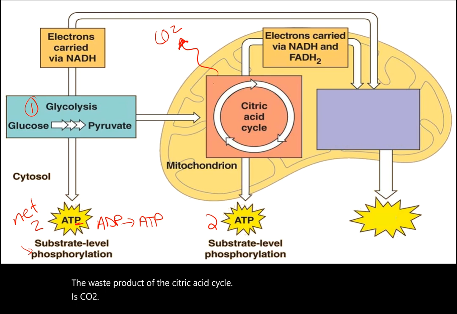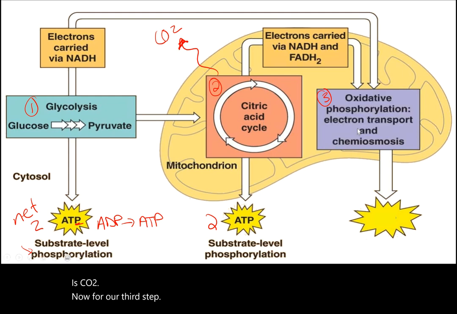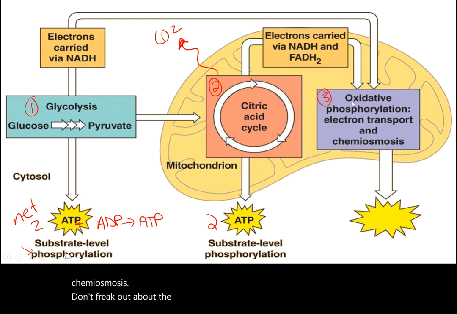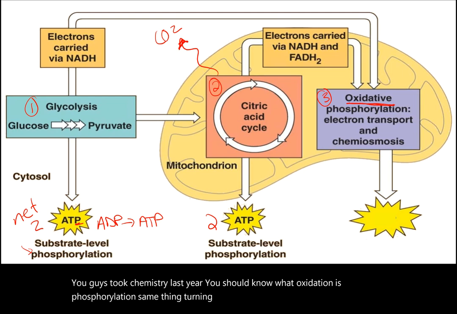Now, for our third step. Oxidative phosphorylation and the electron transport chain, sometimes called chemiosmosis. Don't freak out about the big words. It's okay. Oxidative means in the presence of oxygen, right? You guys took chemistry last year. You should know what oxidation is. Phosphorylation, same thing, turning ADP into ATP. And we have the electron transport chain.